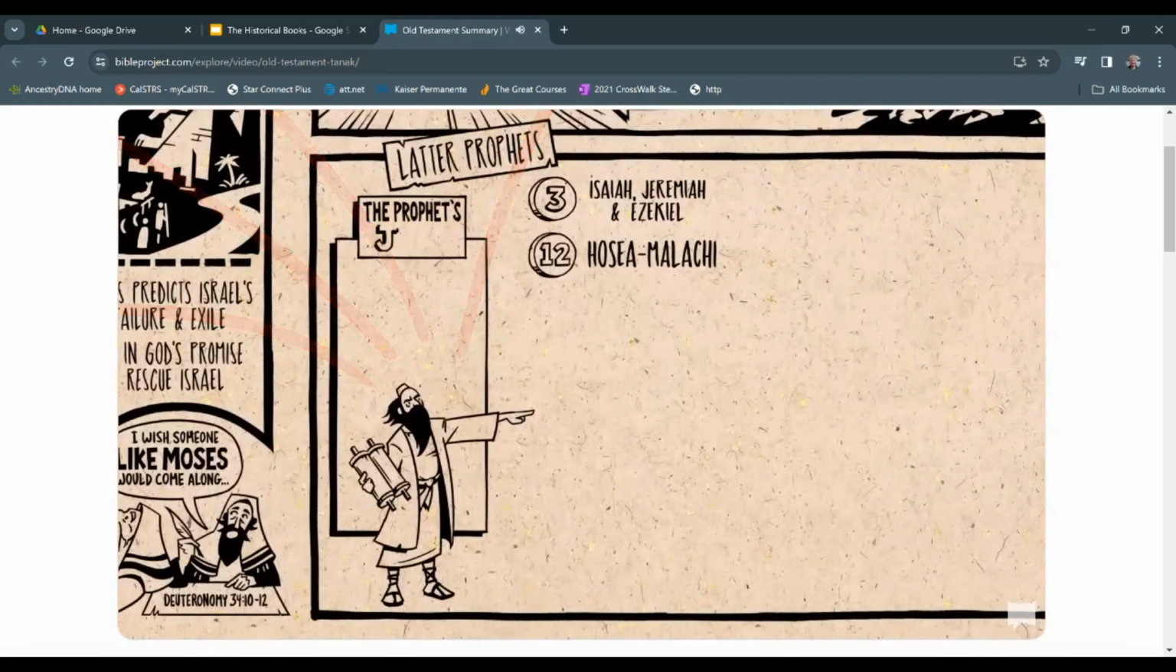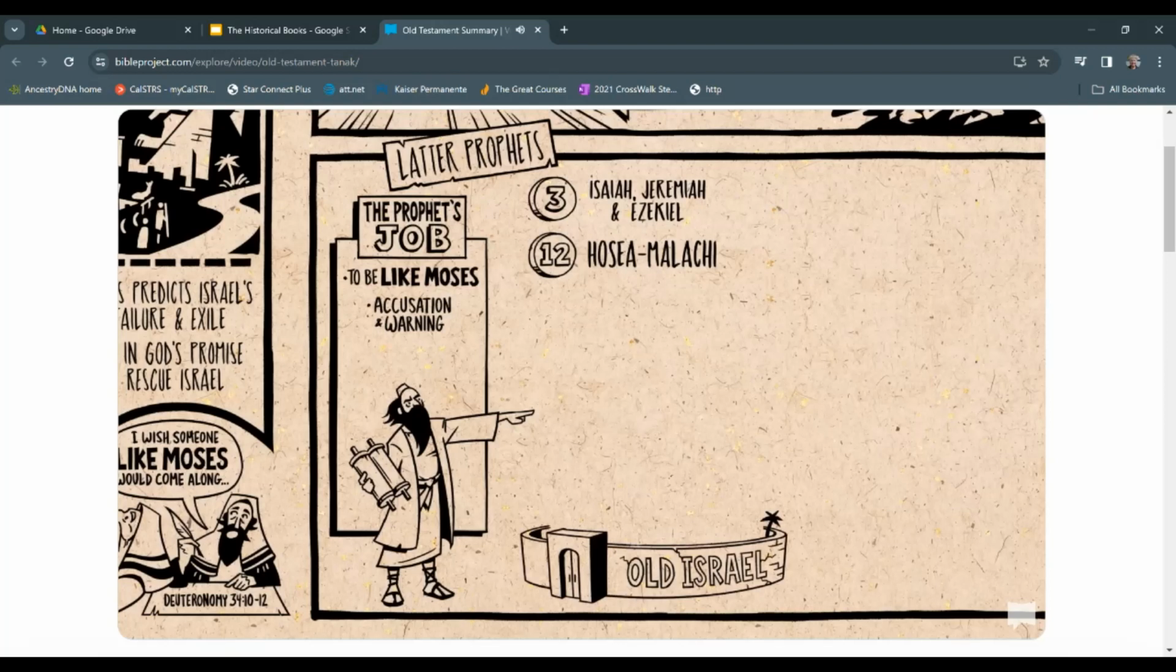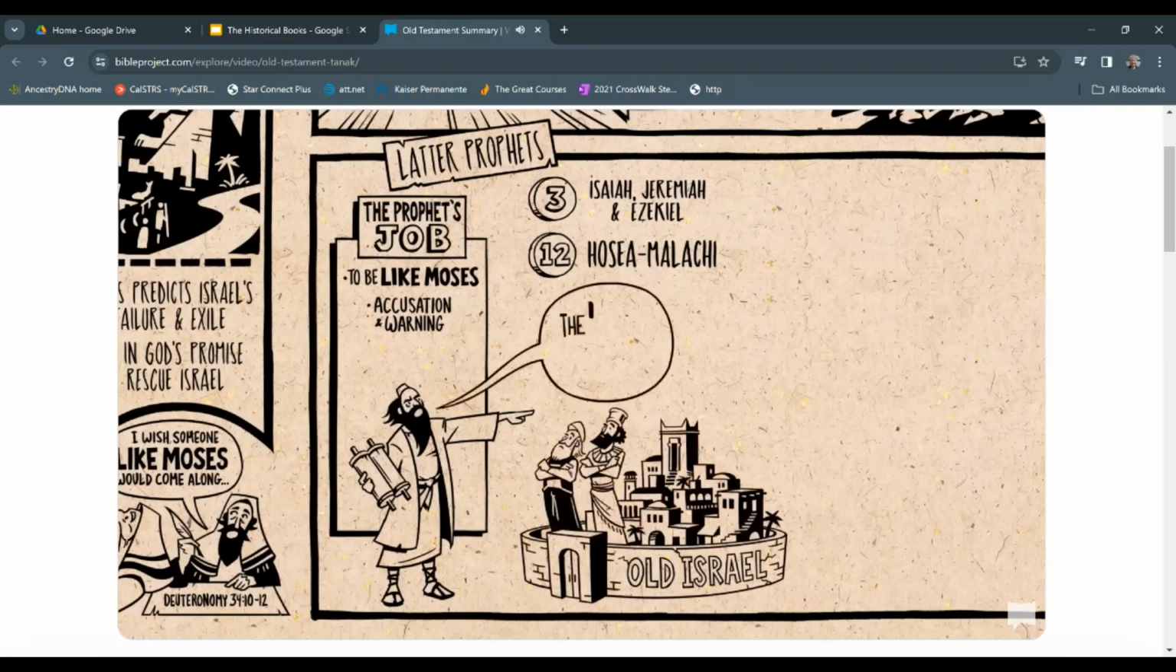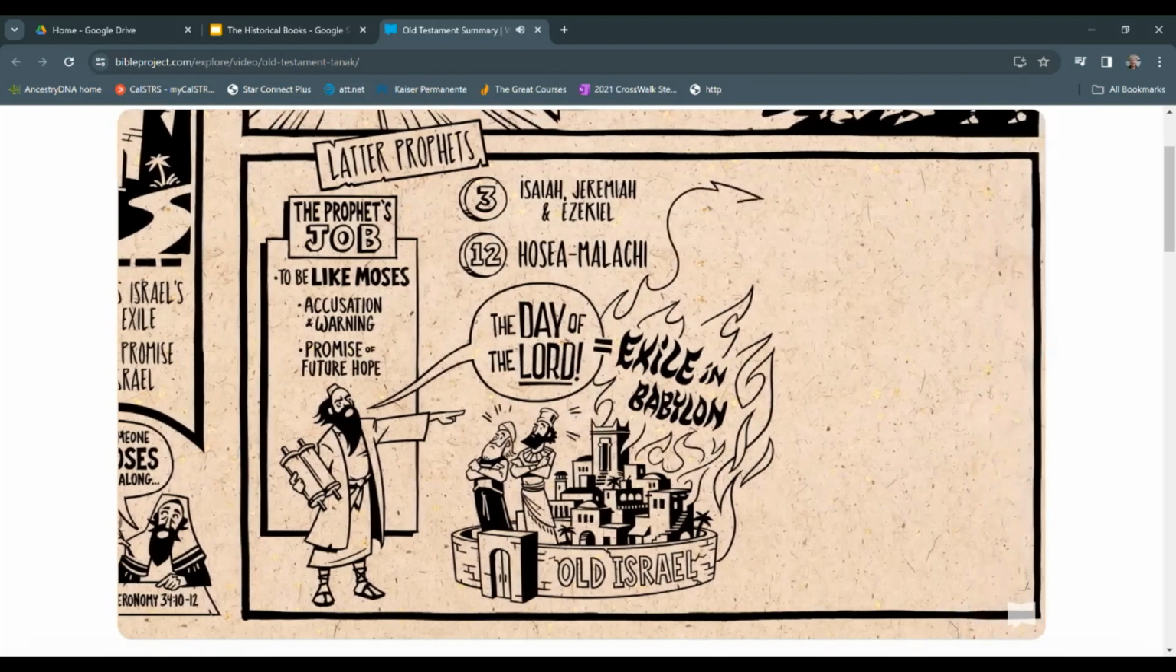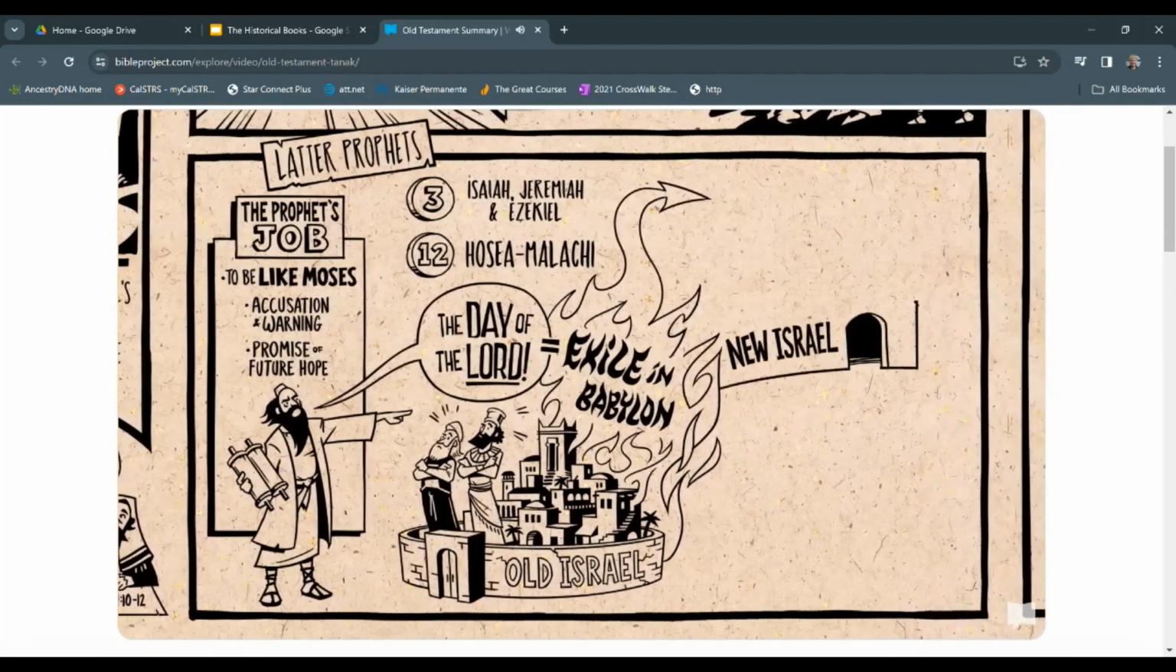The job of Israel's prophets was to be like Moses, to accuse the old Israel of failure and corruption, and to warn them about the looming result, the great day of the Lord, which ended with defeat and exile in Babylon. But the prophets also promised that God had a purpose, to purify his people and recreate a new Israel who would be faithful like Abraham was.